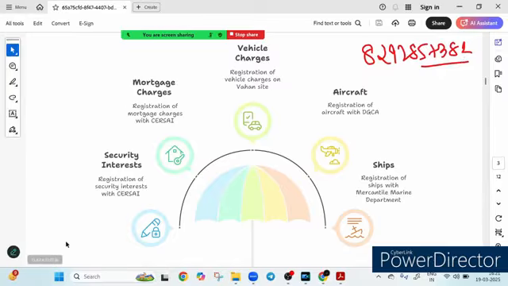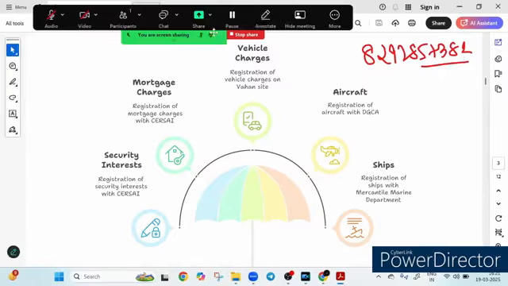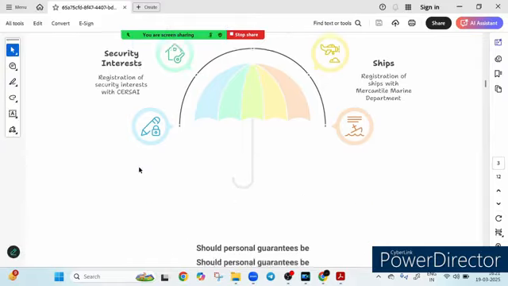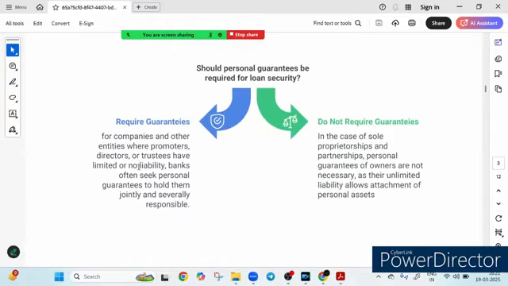Now let's move to the next part. The next part that we have, let me show you. So this is the next part. Should personal guarantee be required for loan security? This is the question. Now let's address a critical question in the world of lending. Should personal guarantee be required for loan security?